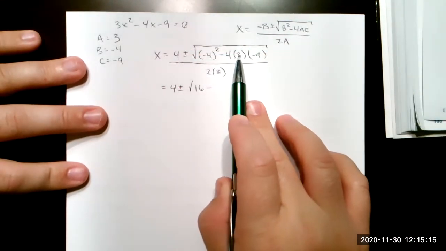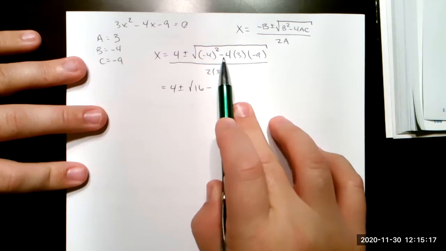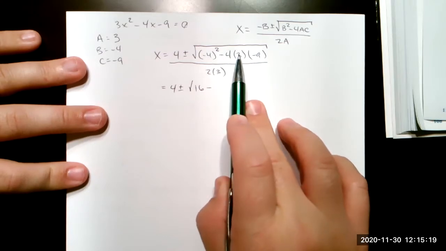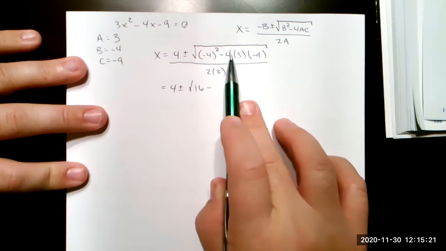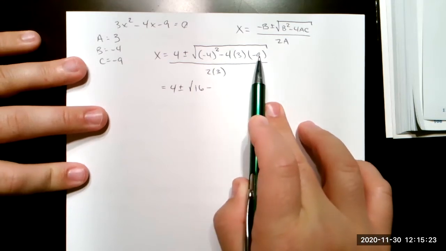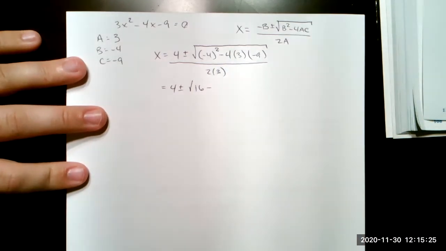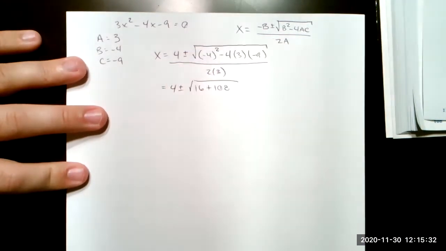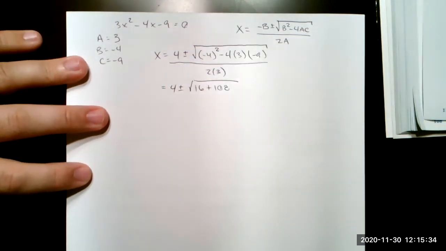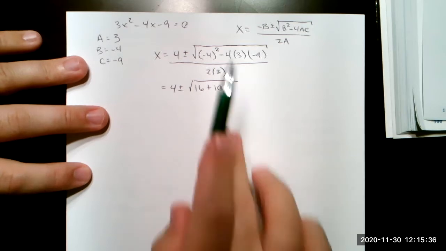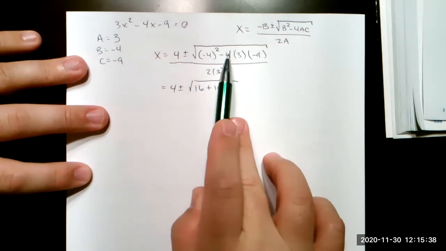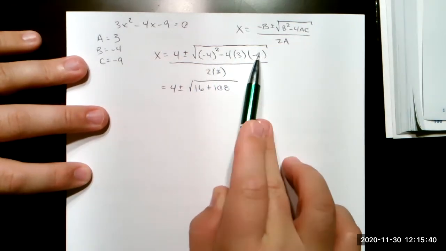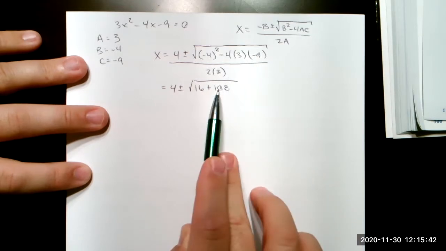4 times 3 is 12. Technically, that's a negative 4. So negative 4 times 3 is negative 12. Negative 12 times negative 9, that is going to be 108. So plus 108. Again, use a calculator if you can't do that in your head, that's totally fine. Negative 4 squared, negative 4 times 3 times negative 9 is 108.